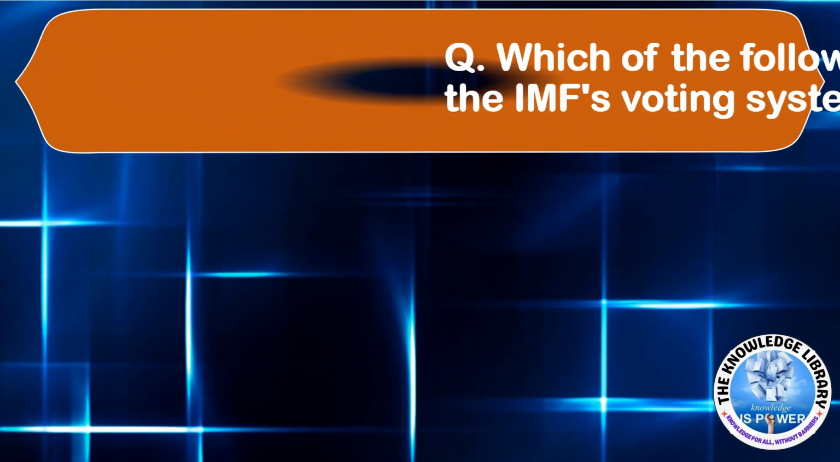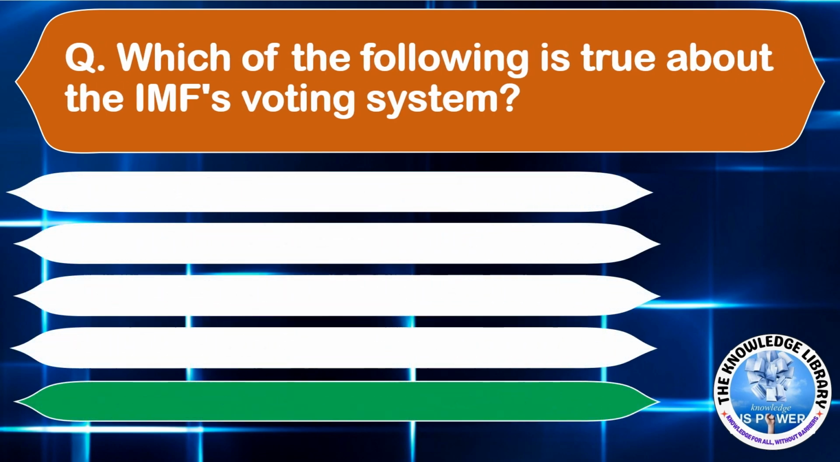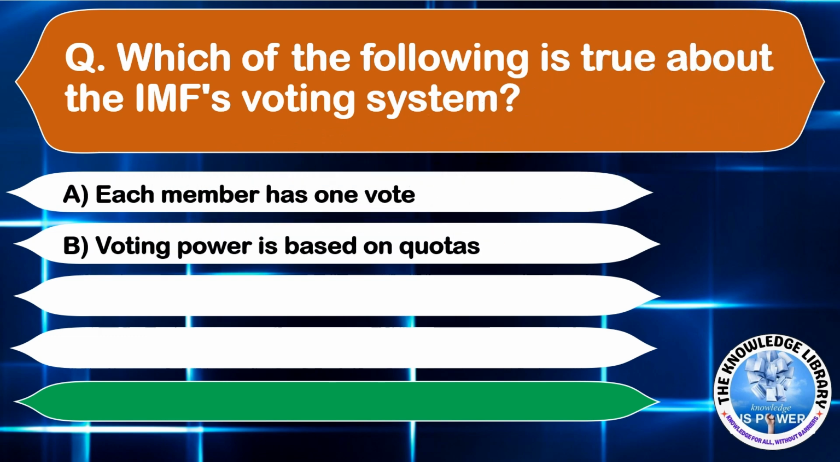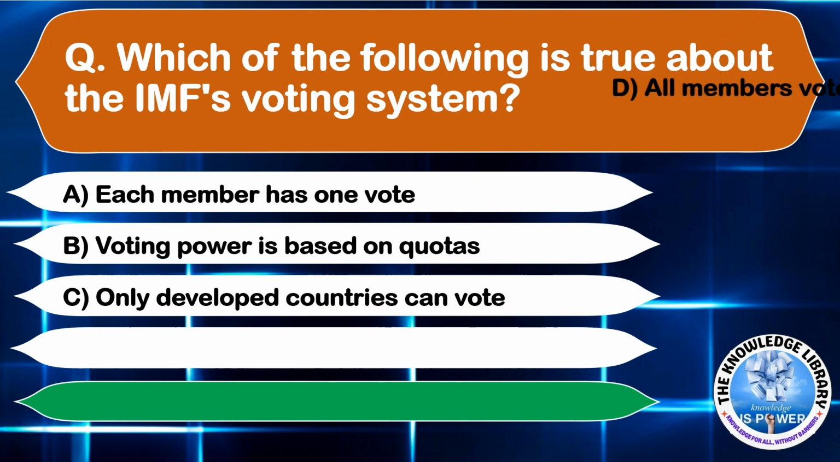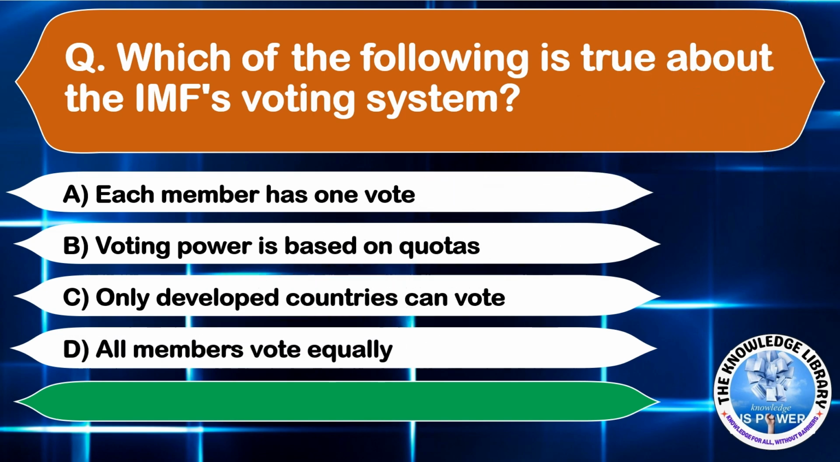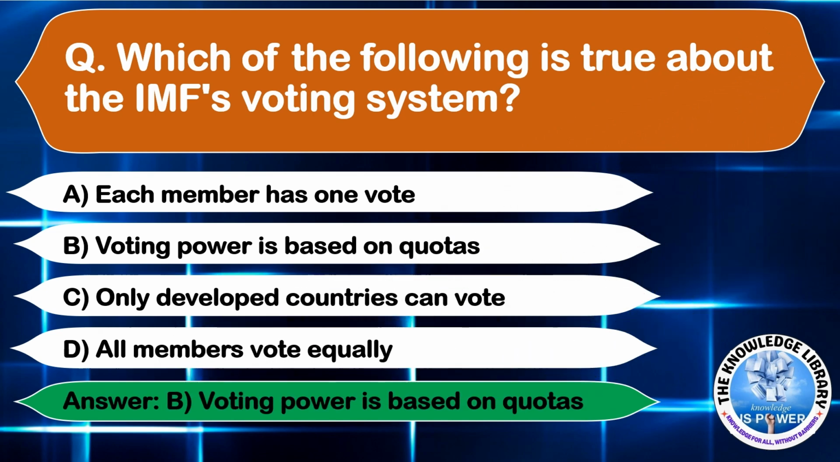Next question is, which of the following is true about the IMF's voting system? Option A, each member has one vote. Option B, voting power is based on quotas. Option C, only developed countries can vote. Option D, all members vote equally. Answer is option B, voting power is based on quotas.